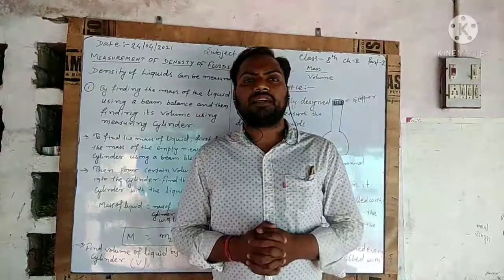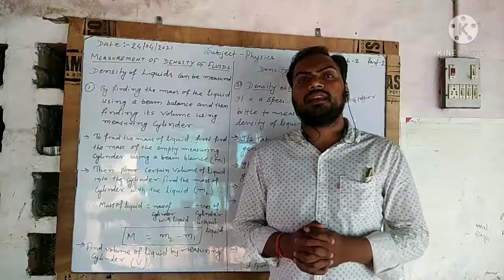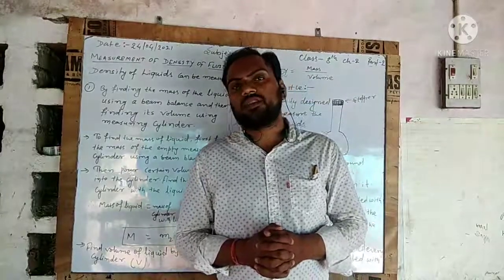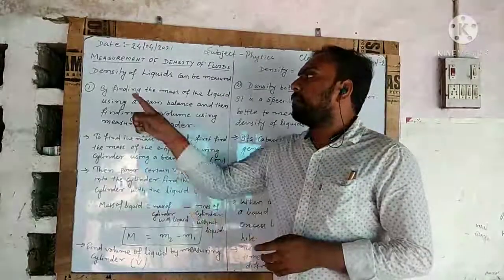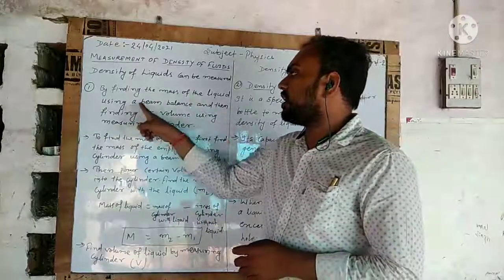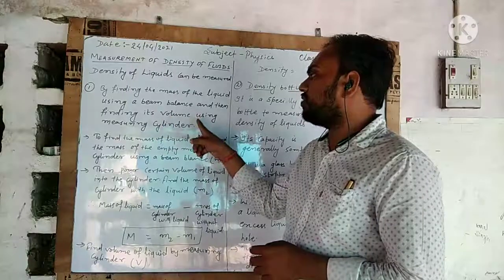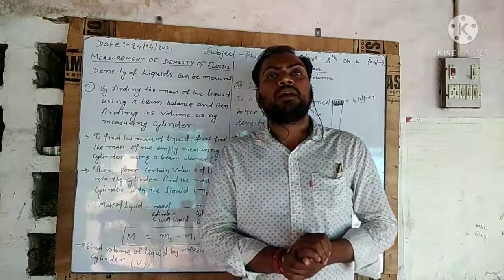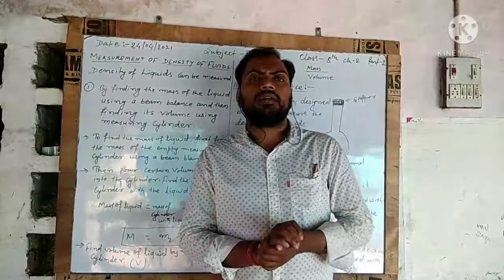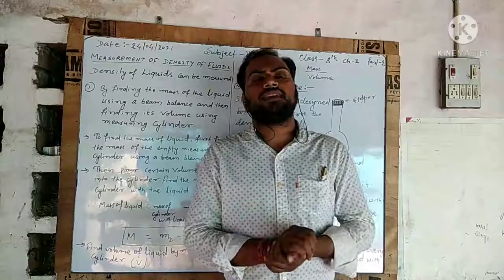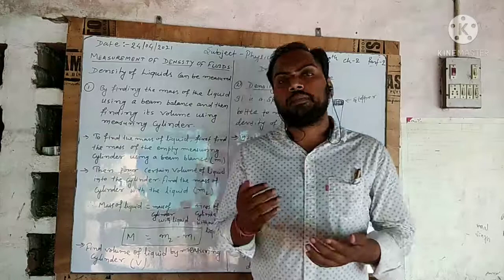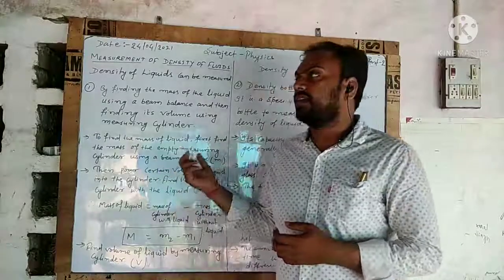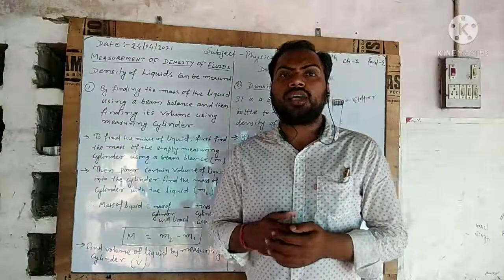Now it is a little bit tough to find the density of any liquid substance. There are basically two ways to find the density of a liquid substance. One is very simple: find the mass of the liquid using a beam balance and then find its volume using the measuring cylinder. After getting these two quantities, we simply divide and find the density of the liquid. Okay, come to the point.